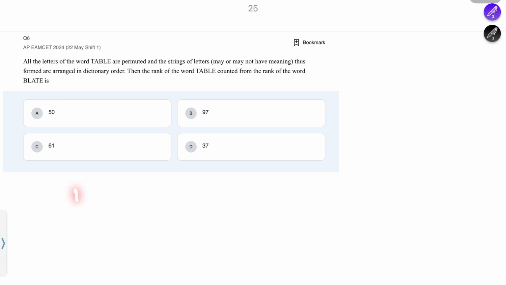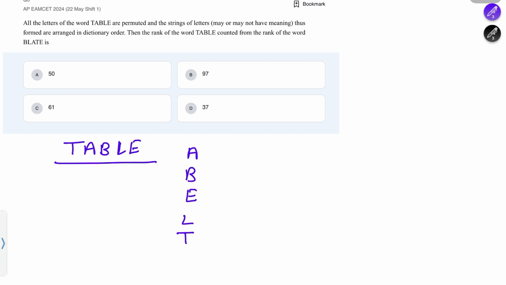So firstly, how to find the rank of TABLE. The rank is only dependent on itself, not dependent on anyone else, so it is an easy process. Firstly arrange the letters in alphabetical order: A, B, E, L, T. Starting with T, counting 1, 2, 3, and 4, so there are 4 letters before T, and after that is 4 factorial.